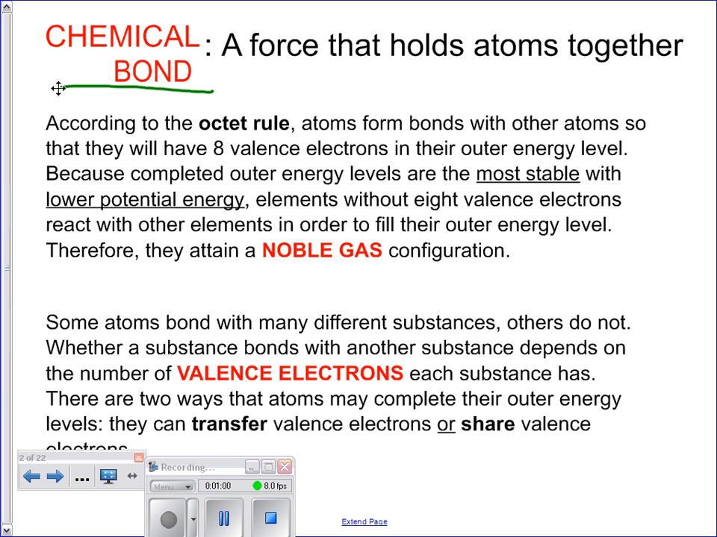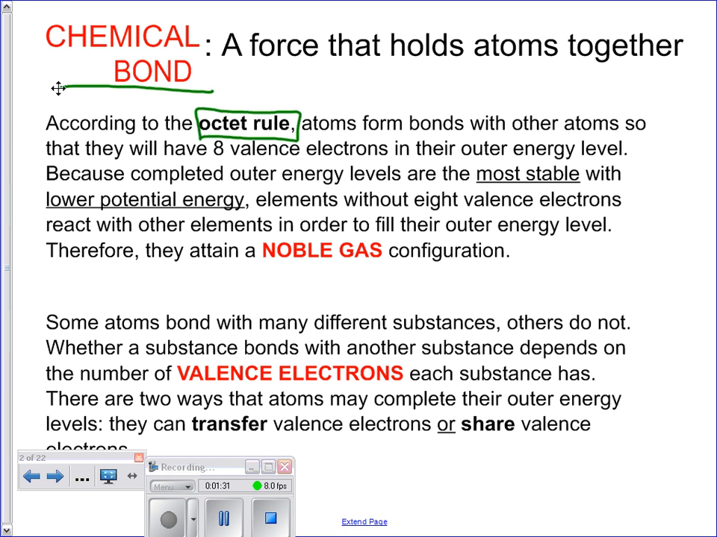So a quick little refresher, we learned last unit about the octet rule. The octet rule just states that every single element on the periodic table wants to become stable like the noble gases are. Most of the noble gases, minus helium, have 8 valence electrons around them. And the reason they are so stable is because they have a completely filled outer energy level. So they have 8 valence electrons around them and it's completely filled.